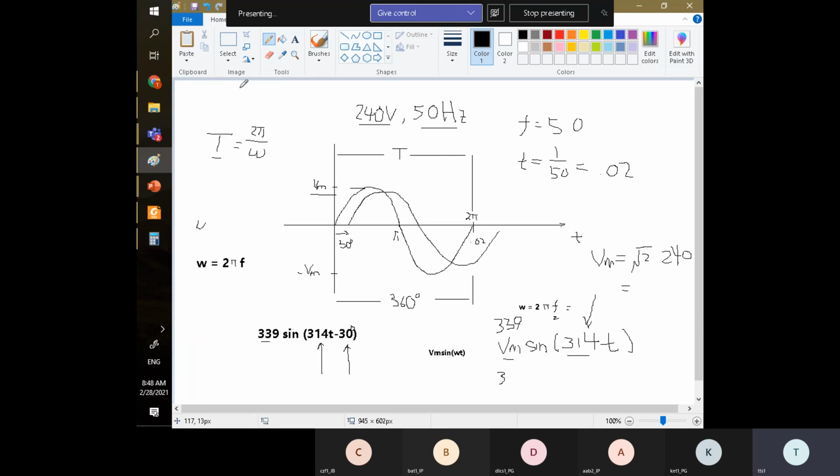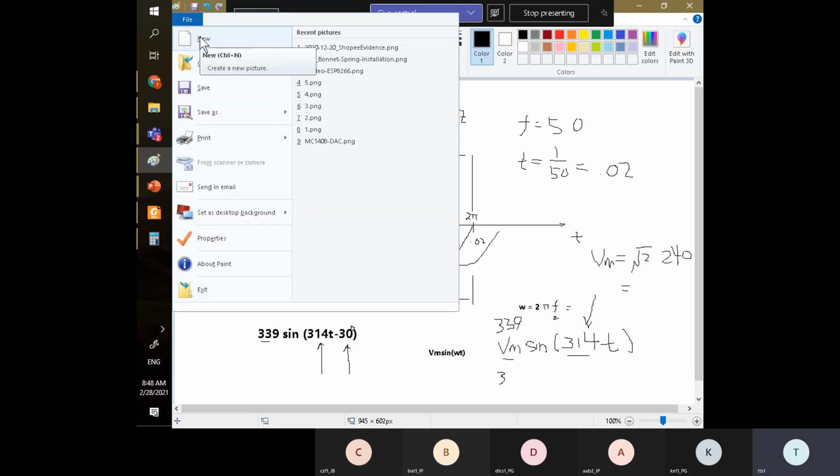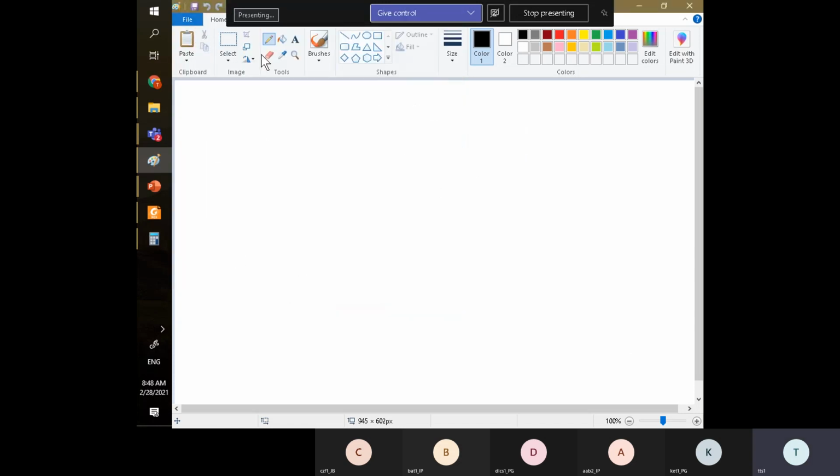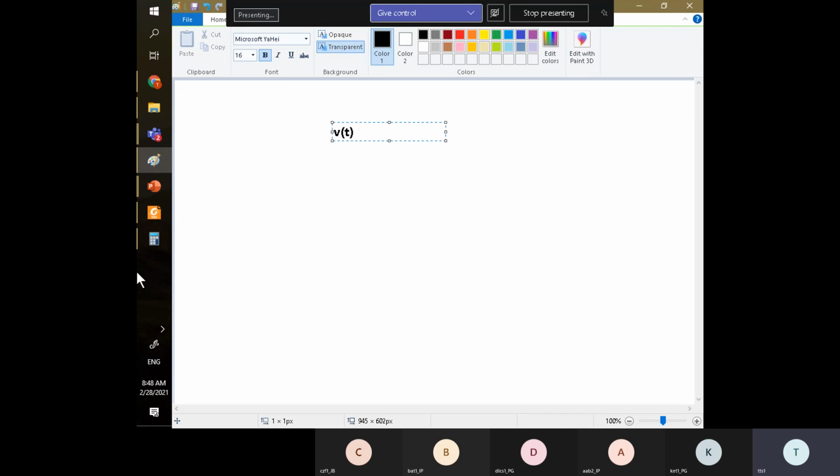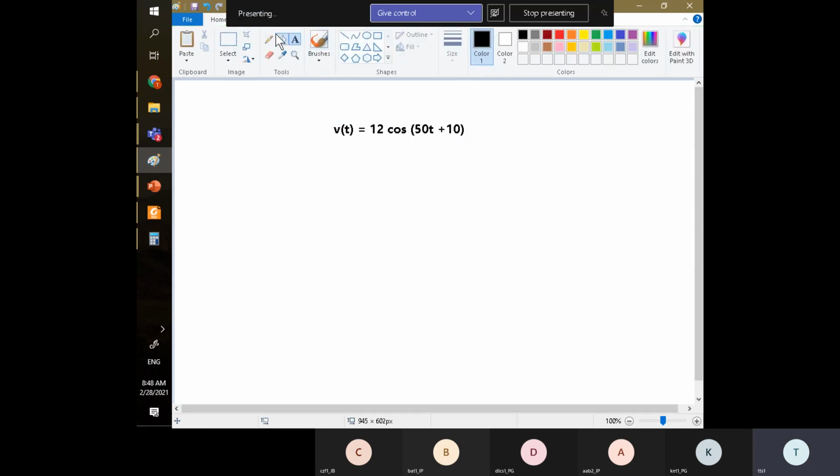Okay, I'm going to give you a quick exercise right now. I'll give you about 2 minutes for you to work out, and later on we find out the answer together. Okay, let's try one example here. The voltage as a function of time is 12 cosine 50t plus 10 degree. Okay, this is given. This is degree.